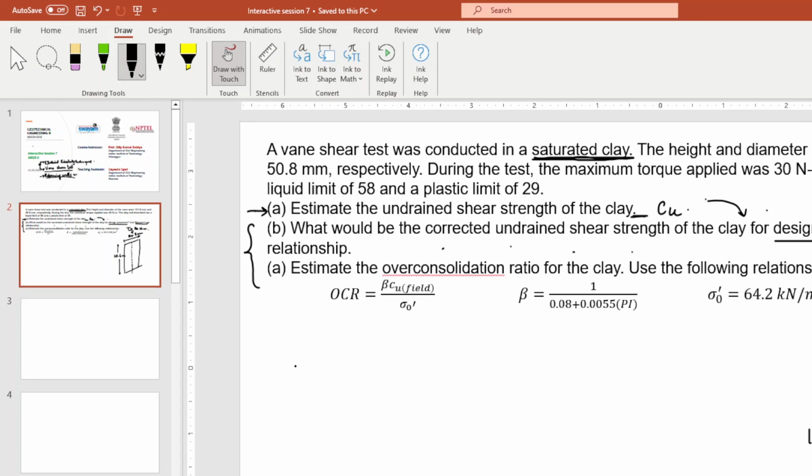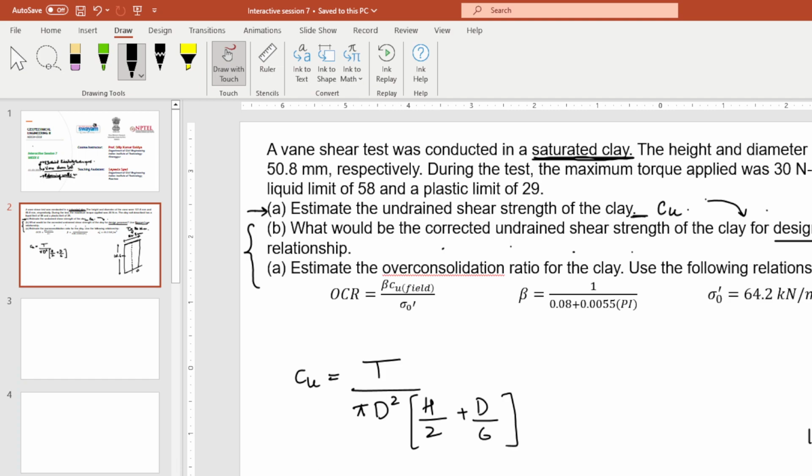We know that Cu is equivalent to T over pi d square, h by 2 plus d by 6. Because it is not written here that it was half immersed, so let us assume that it was fully immersed and both these surfaces are being used for development of cohesive resistance. So let us calculate.